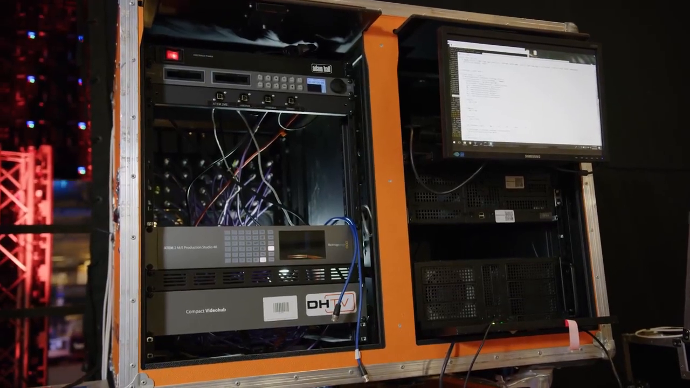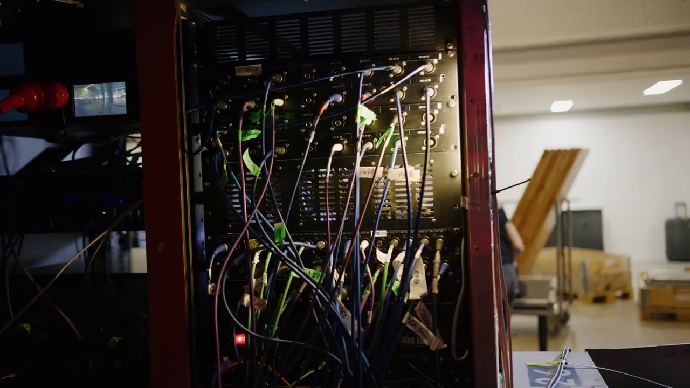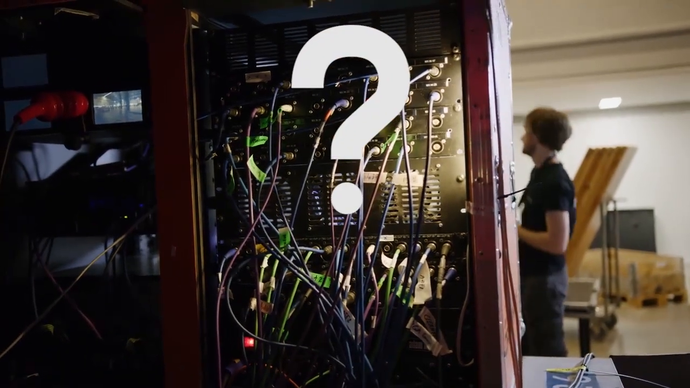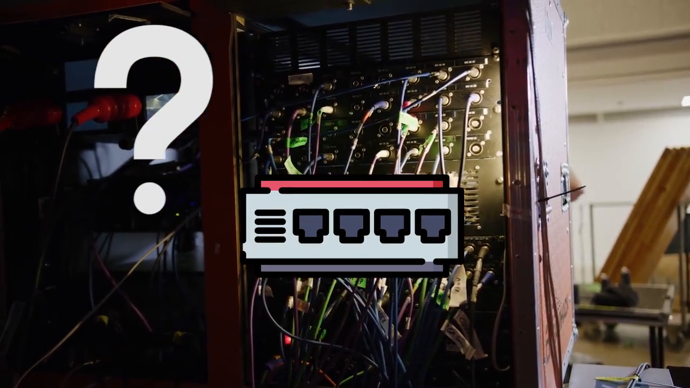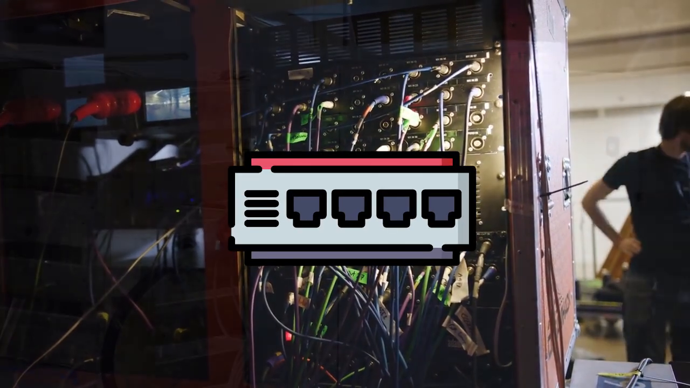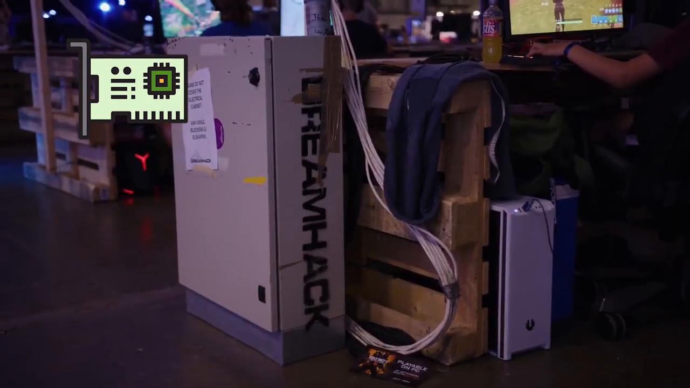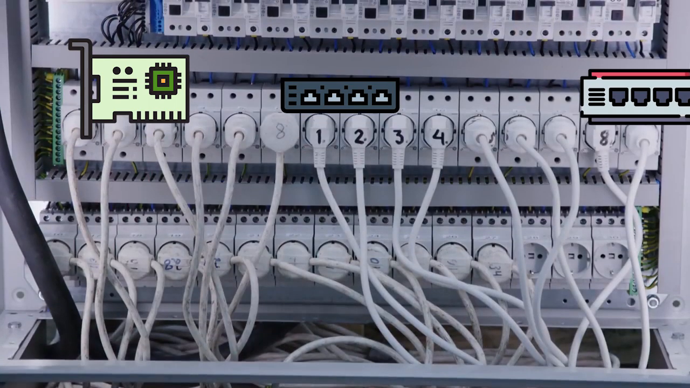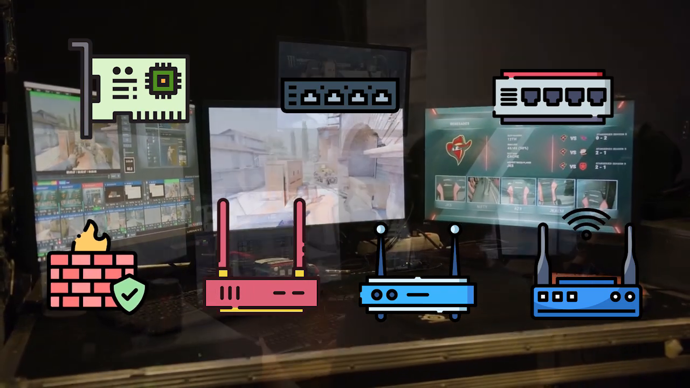Now you have an idea of what a computer network is. But you might be asking, what is a switch? The switch is a computer network device. We will talk about these main devices now: network interface card, hub, switch, Wi-Fi, router, modem, and firewall.